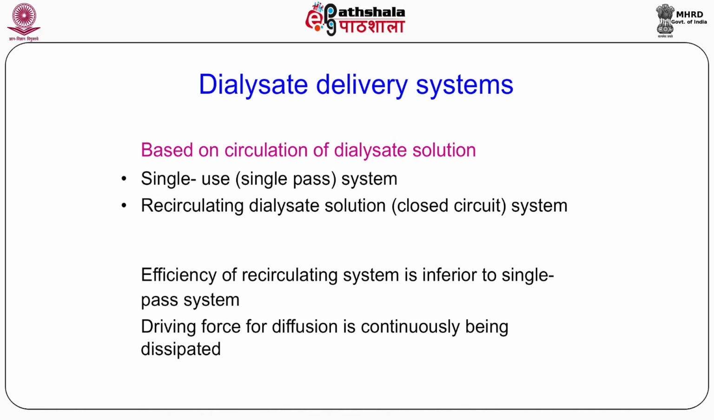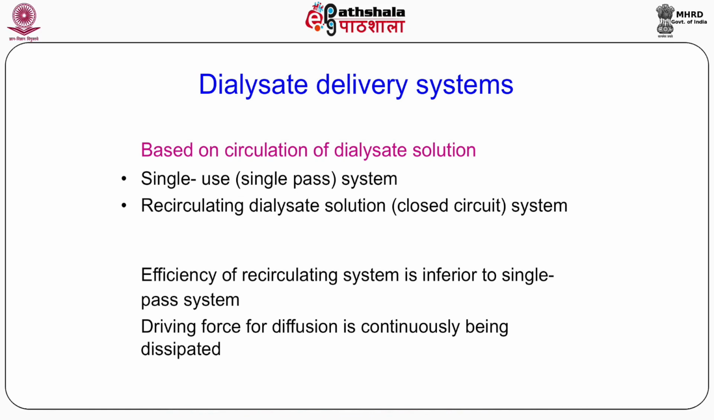With this, we'll go on to the next classification, which is based upon the circulation. Now, it could be a single pass system. That means you send the dialysate solution once and you don't bring it back, and the other is a closed circuit.